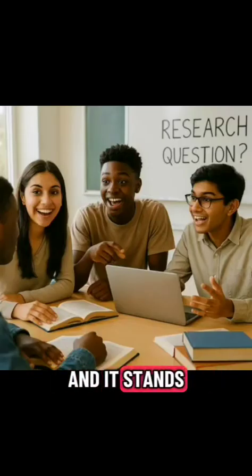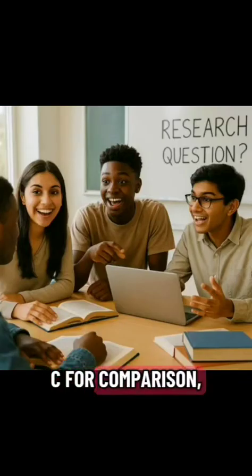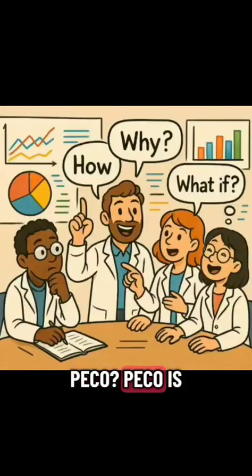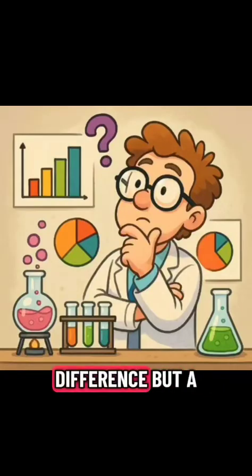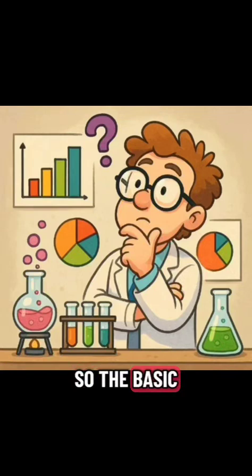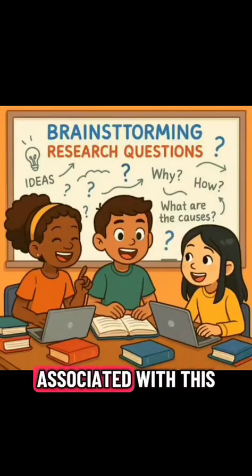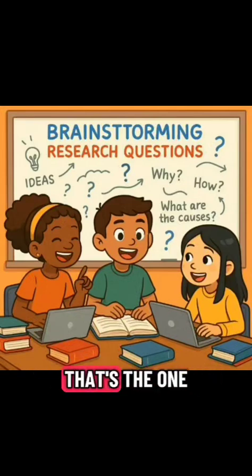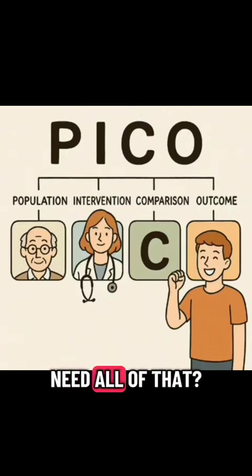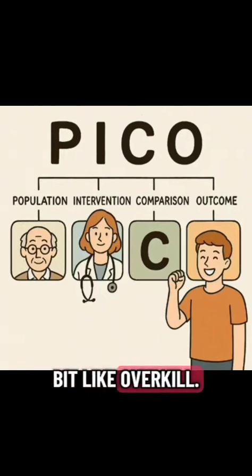The sources point to two main models, the first being the really famous one, PICO. PICO, that's what you typically use for an intervention study, like testing a new drug. And it stands for population, intervention, C for comparison, O for outcome. Okay, and what about PECO? PECO is for observational work. So instead of an I for intervention, you have an E for exposure. It's a subtle difference, but a really important one. So the basic question format is something like, in this population, is this intervention associated with this outcome compared to this other thing? That's the one. It locks you into a clear, testable structure.